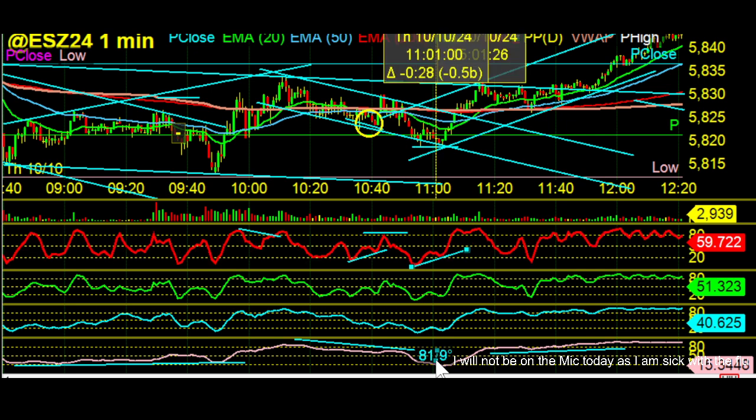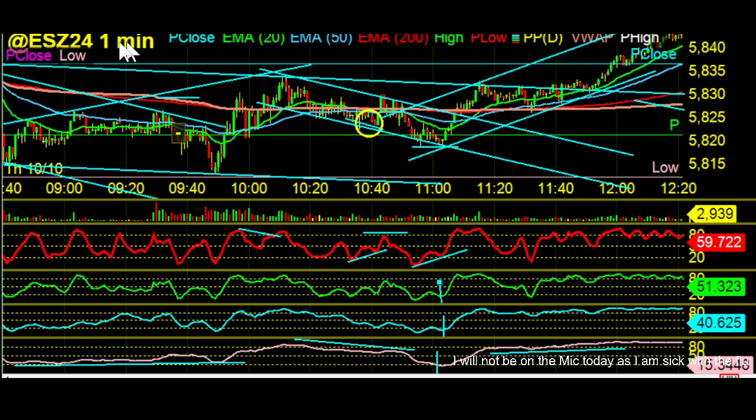All right, and we also are in a quad rotation here. So we have a quad rotation divergence. This is what we consider a super signal right here. Super signal is when we have all four stochastics oversold, but the 9-3, and sometimes the 14-3, but definitely the 9-3, will give us the divergence.